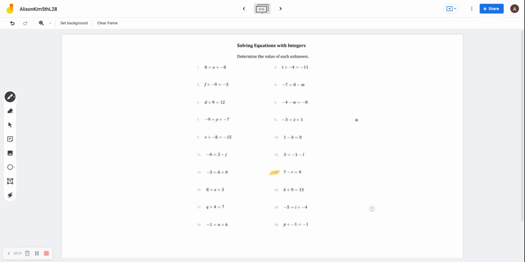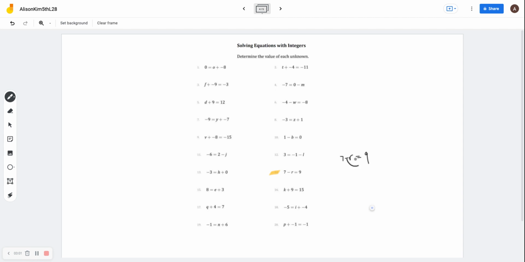Next, let's do solving equations with integers. So in this case, it's the same thing, except they give you the variable, and instead of multiplying, we're subtracting and adding. So let's do number 14. Number 14 gives us 7 minus r equals 9. So what we want to do is isolate this r, right? And let's just write this equation down again.